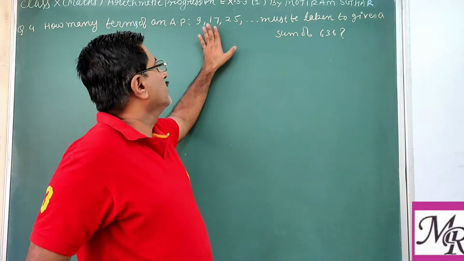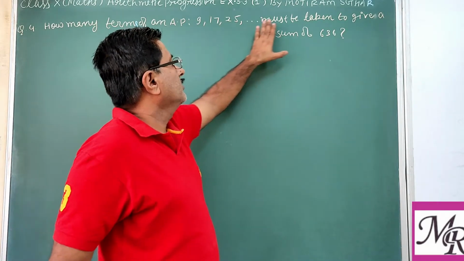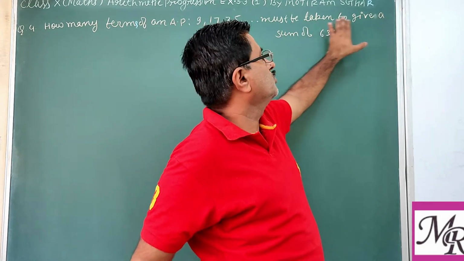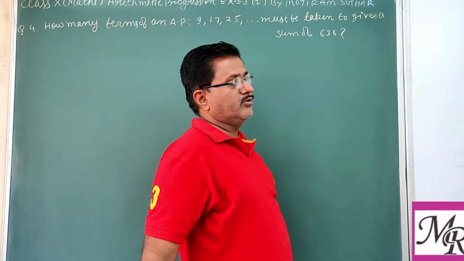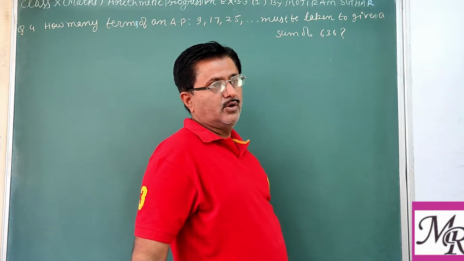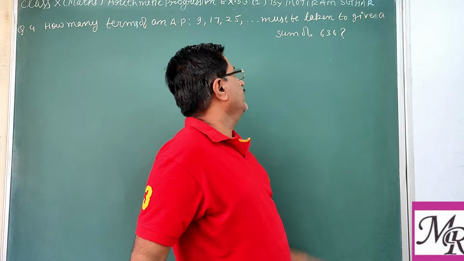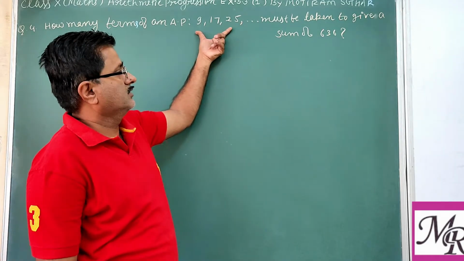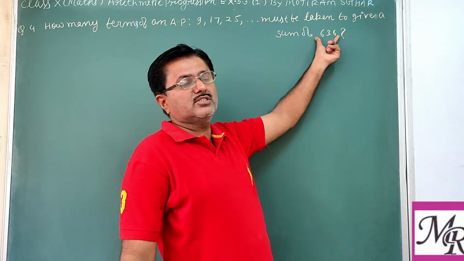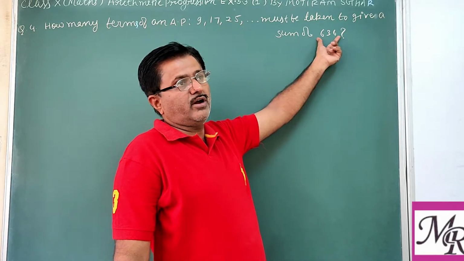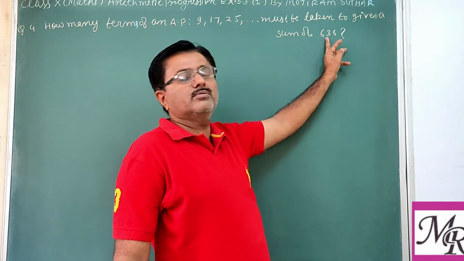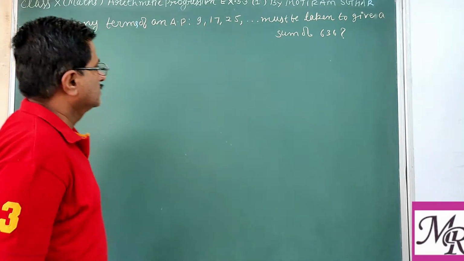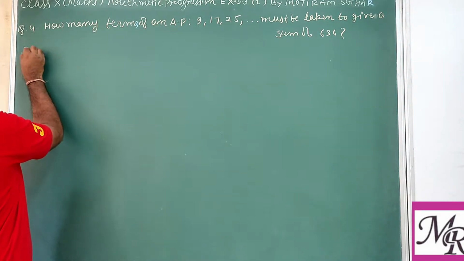The AP given is 9, 17, 25, and it must be taken to give a sum of 636. So here we have to find the number of terms. When all terms are added, they give the sum 636. So we have to find how many terms of this AP are needed to give the sum of 636. So write the solution.